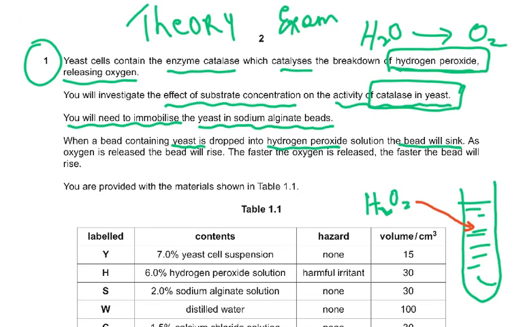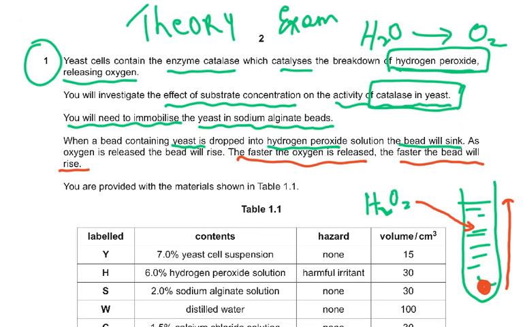Now when you form a bead and let the bead fall, it says when a bead containing yeast is dropped in hydrogen peroxide, the bead will sink. As oxygen is released, the bead will rise. The faster the oxygen is released, the faster the bead will rise.